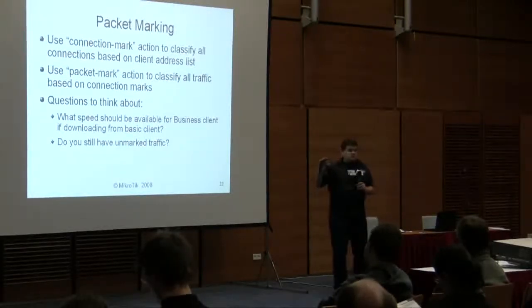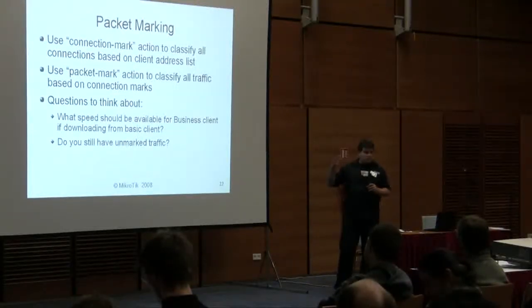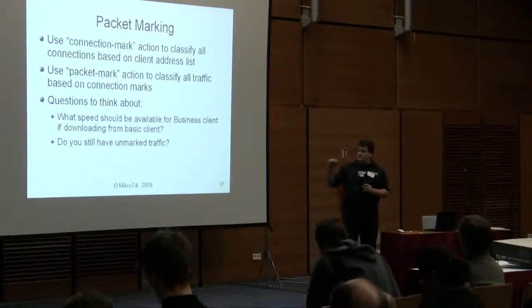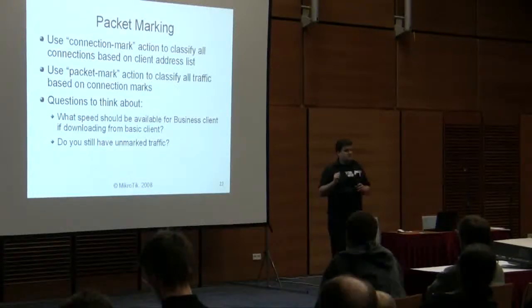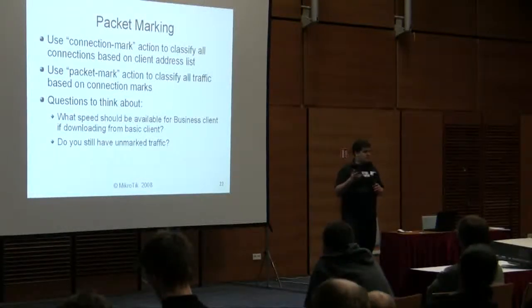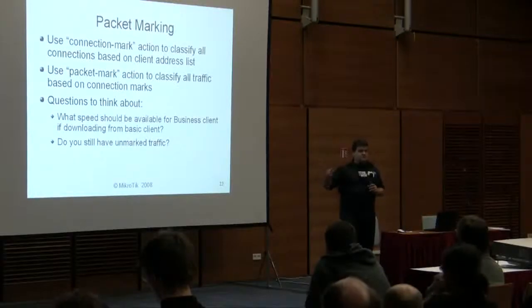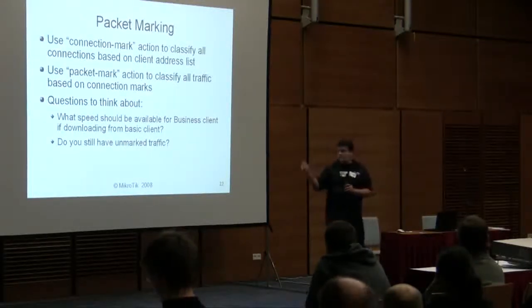But there are some questions that I don't have answers to, but you should think about. In your ISP, what policy do you use when a business client is downloading something from a basic client? Should it get the business client speed, or should it get the basic client's upload speed? It depends. And depending on this answer, you just need to rearrange your mangle rules in the right order, and you can have it either way. So just think about it.